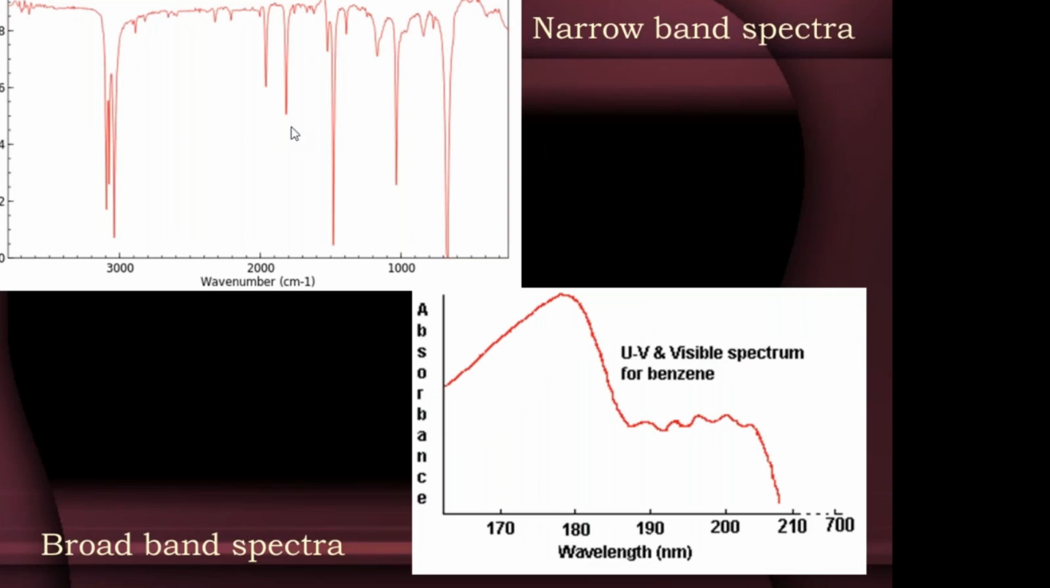Another example, this is for benzene. So you have the infrared spectrum of benzene here, and here you have the UV visible spectrum for benzene. So you will see a broadband spectrum for benzene in the UV visible region, whereas you see narrow bands in the infrared spectrum of benzene.